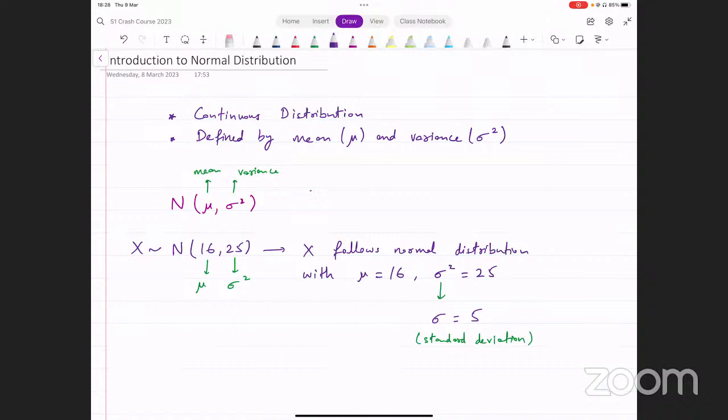You need to know about this notation. If you have something written like N, and then in brackets you have a number and another number, the first number represents the mean and the second number represents the variance. But in your working, you're going to need standard deviation as well. So how can you find standard deviation? If you know that the variance is, for example, 25, standard deviation is just going to be the square root of that. We discussed this in the last session.